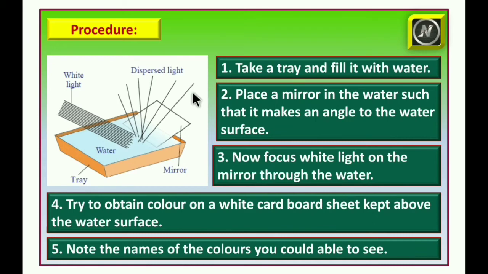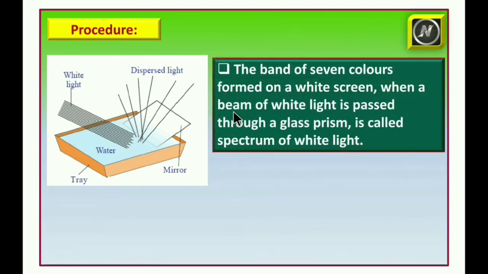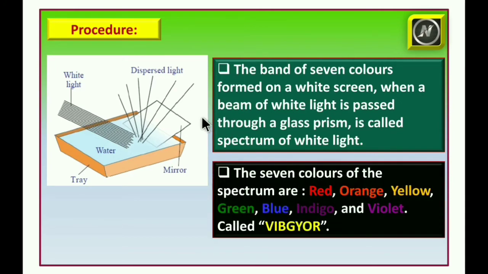In this case also, the band of 7 colors formed on a white screen when a beam of white light is passed through a glass prism is called the spectrum of white light. The 7 colors of the spectrum are red, orange, yellow, green, blue, indigo and violet, and this is called VIBGYOR.